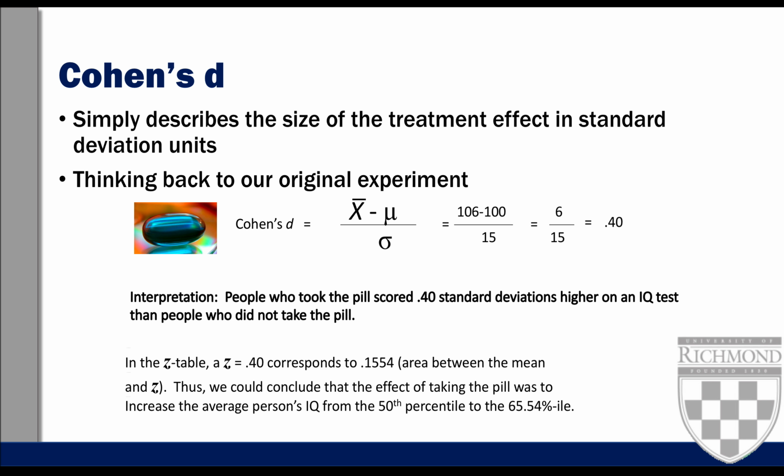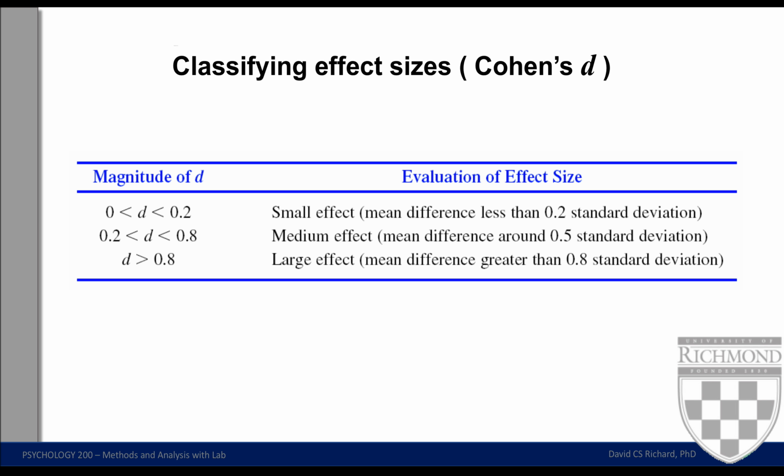So in a z-table, a z of 0.40 corresponds to 0.1554, the area between the mean and z. Thus, we could conclude, if we look this up in a z-table, that the effect of taking the pill was to increase the average person's IQ from the 50th percentile, which is where mu is, to the 65.54th percentile. In other words, we just add 0.50 to 0.1554. That's a pretty good effect. If on average you're jumping 15 percentile points, not bad.